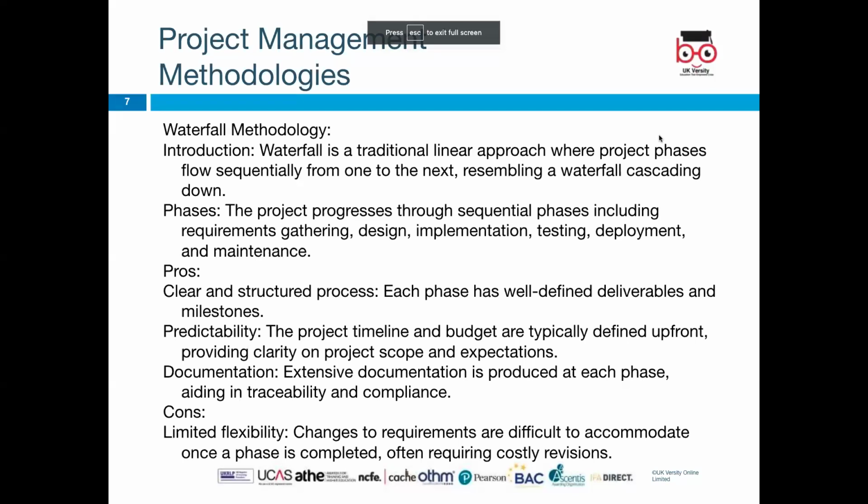Predictability: the project timeline and budget are typically defined upfront, providing clarity on project scope and expectations. Documentation: extensive documentation is produced at each phase, aiding in traceability and compliance. It's not just about that. Take, for example, you are working for a company and you leave the company. By documenting your project, we ensure that the new developer or the new project manager comes in and is able to look at what you've done and understand it too.